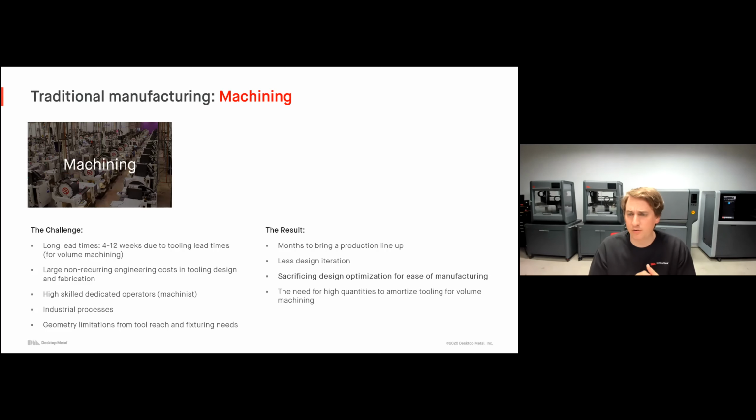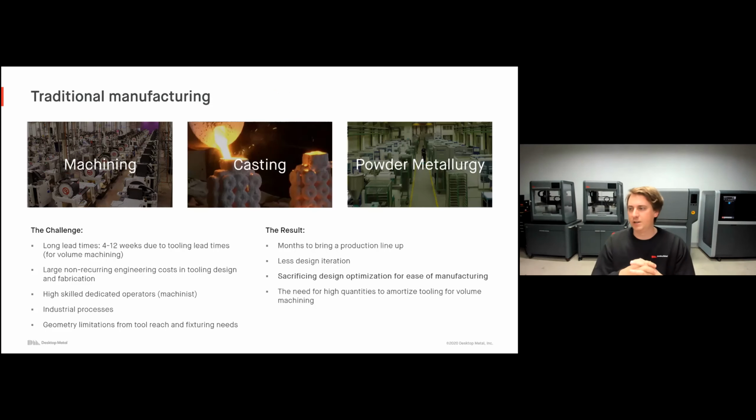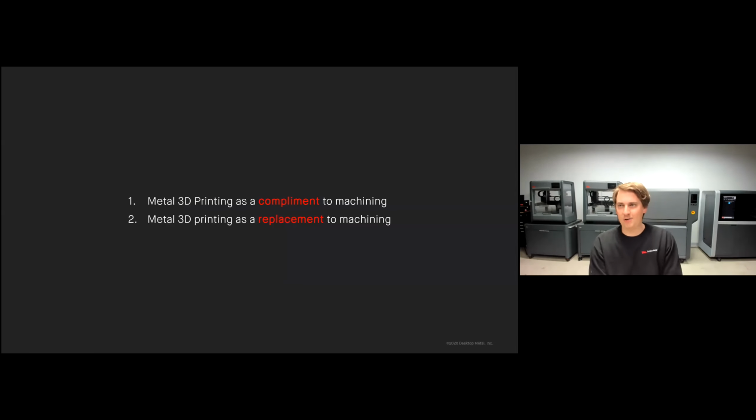And specifically when we go to volume machining, you generally need to produce in higher volumes to help you amortize that volume machining fixturing. And while today we're talking about machining, these challenges and results are really true for all traditional manufacturing methods. Whether we're talking about casting or powder metallurgy, these challenges and results really resonate. Today, we're going to be talking not just about the challenges and complaining about the challenges, but also about the solutions that metal 3D printing can offer.